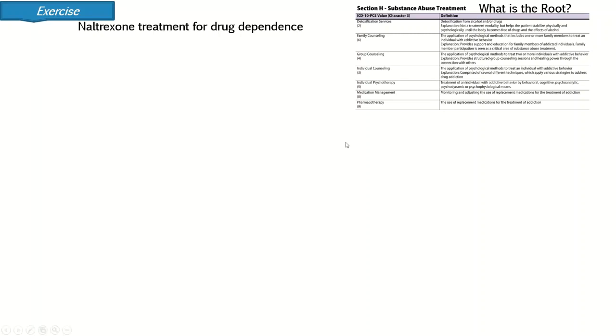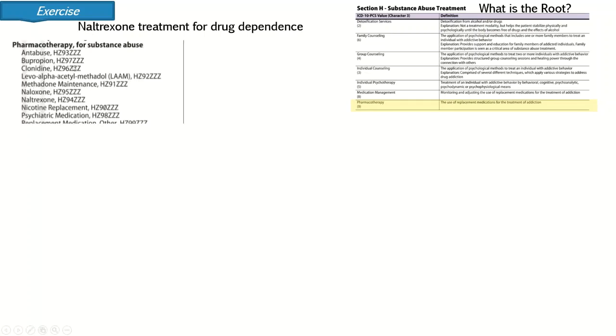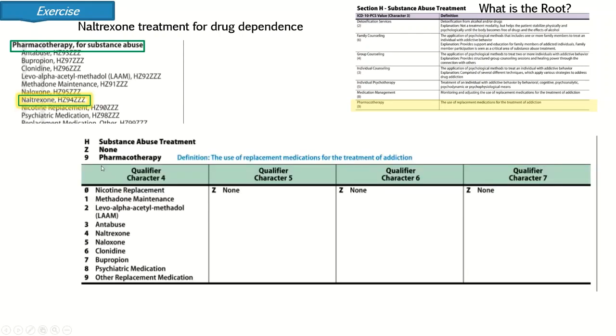If you said pharmacotherapy, outstanding. Yes, because pharmacotherapy is treatment with the use of drugs. Now we know our drug is naltrexone. So let's look up pharmacotherapy for substance abuse. If you scroll down, you will find naltrexone, and it gives you the code HZ94ZZZ.